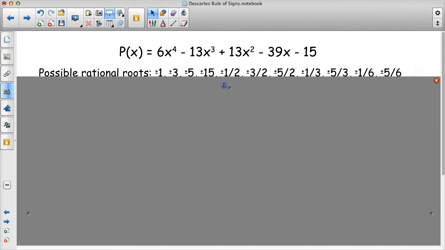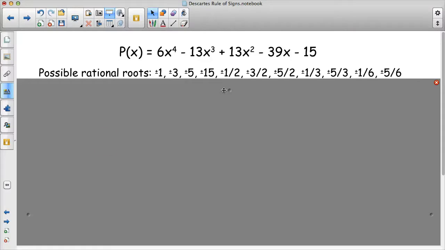And when we used the rational root theorem, we found that there were a lot of possible rational roots, namely plus or minus 1, plus or minus 3, plus or minus 5, plus or minus 15, plus or minus 1/2, plus or minus 3/2, plus or minus 5/2, plus or minus 1/3, plus or minus 5/3, plus or minus 1/6, plus or minus 5/6. Okay, a lot of possible rational roots.